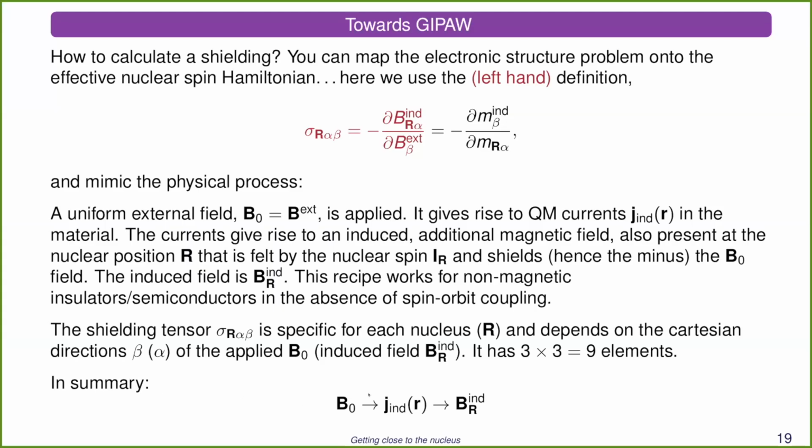And here in summary, you see the strategy to calculating. You apply a B0 field, you put it in the Hamiltonian, that gives rise to an induced current. There was no current initially, now you get a current. That current you throw into the Biot-Savart law, and you can calculate the induced field by this current at any point in the material, and you're going to do that on the nuclear position. Then you have the ratio of those two, and you will do this in linear response, and then you have the shielding.